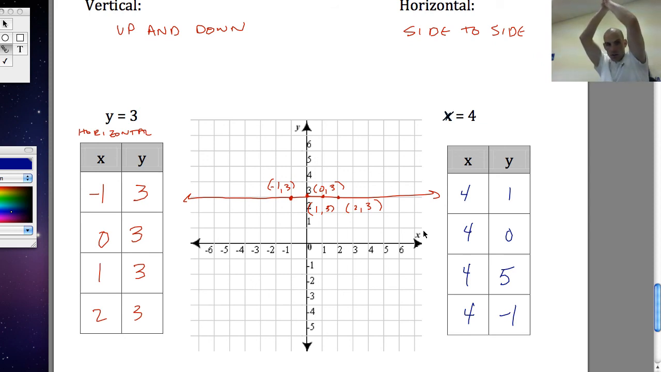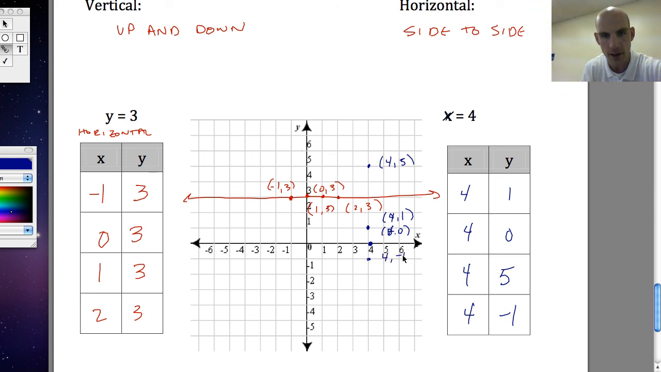Up and down. Y equals 3, side to side. So when x equals 4, what about at 0? It's 4, comma 0. What about at y equals 1? Oh yeah, 4, comma 1. At 5, up here it is 4, comma 5. And down here it's 4, comma negative 1. Notice what happens. It is a vertical line.